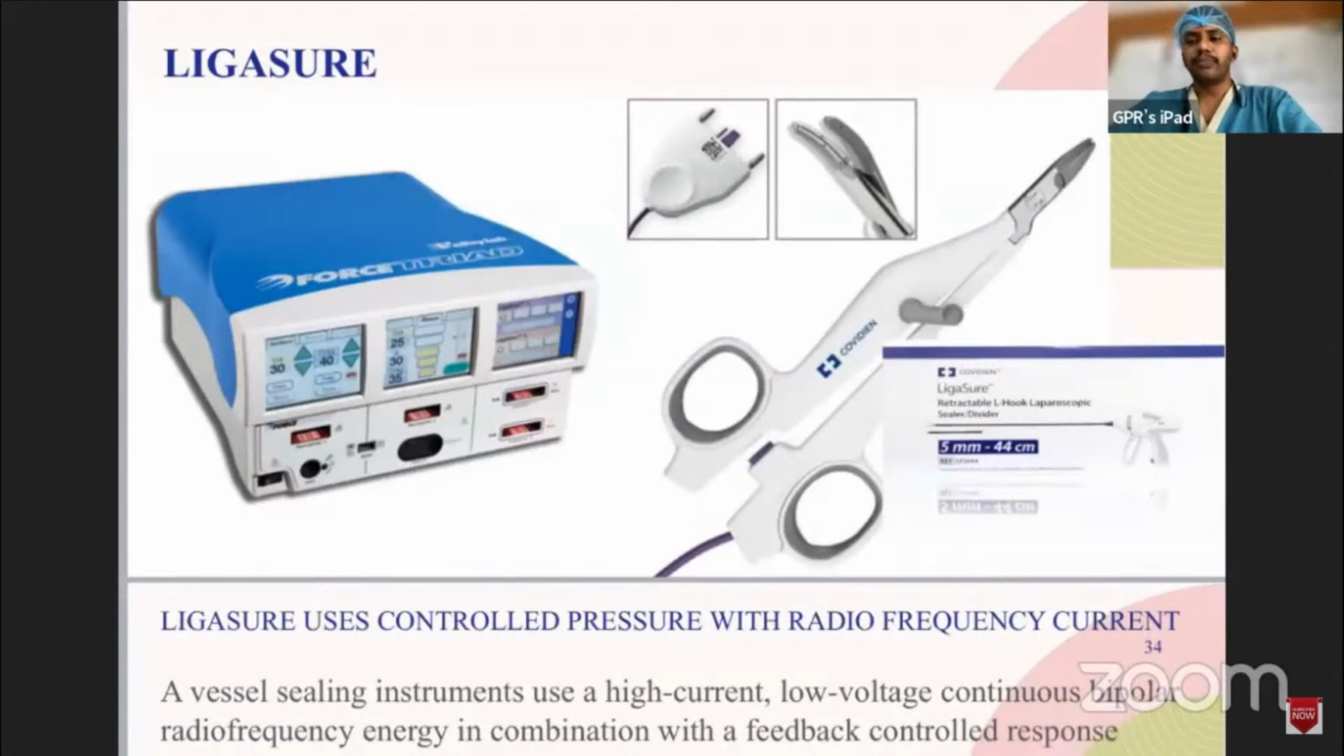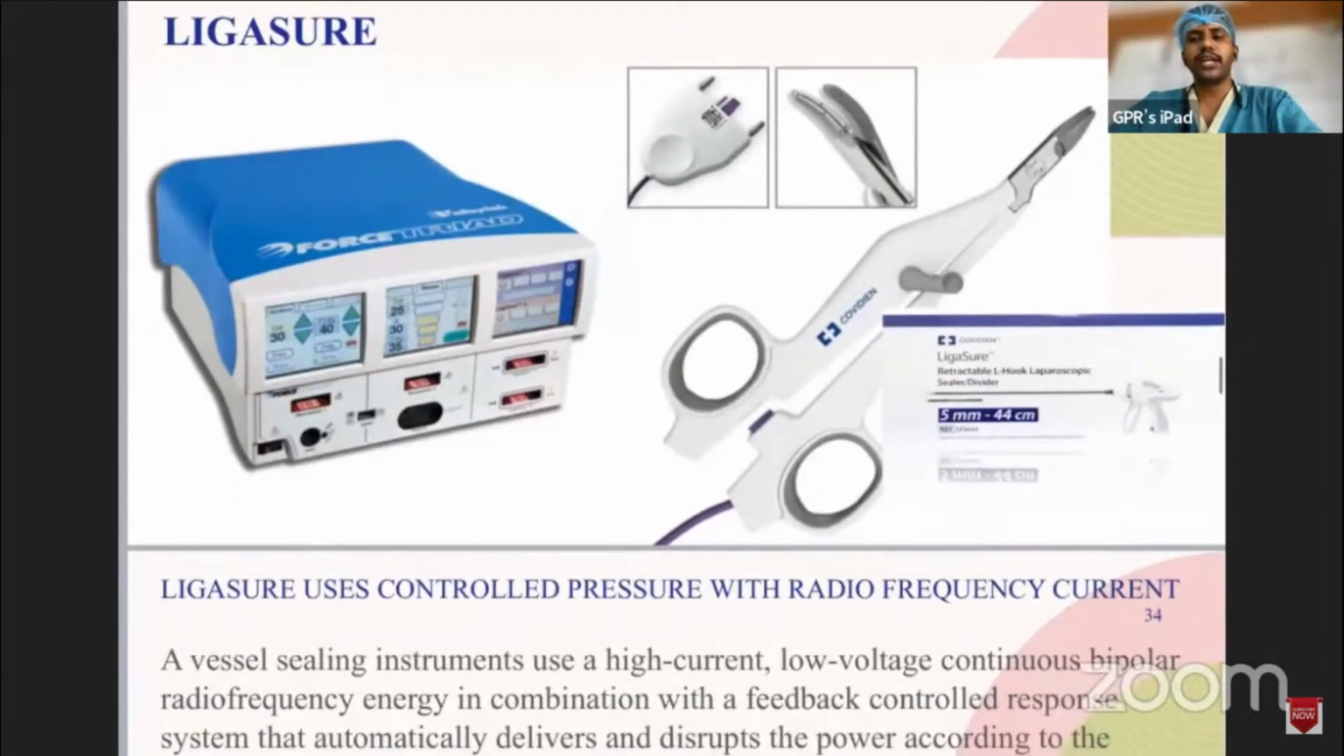It has a separate purple button at the bottom, which, when activated, makes the blade cut between the tissues, so it doesn't need any other separate instrument to make the cut. In the left corner is the electrosurgery unit, called the ForceTriad, which we can connect to both the monopolar unit as well as the bipolar unit, and it can be used for the LigaSure also.